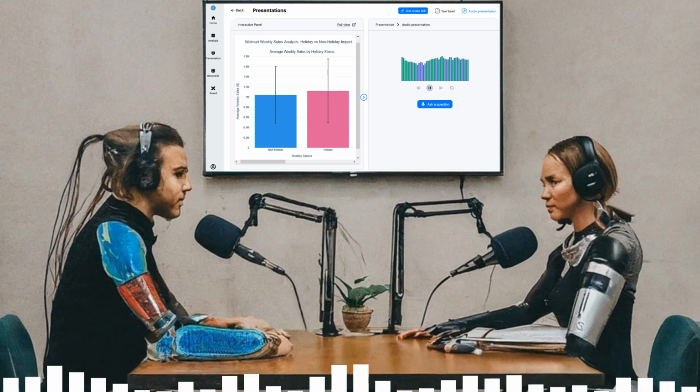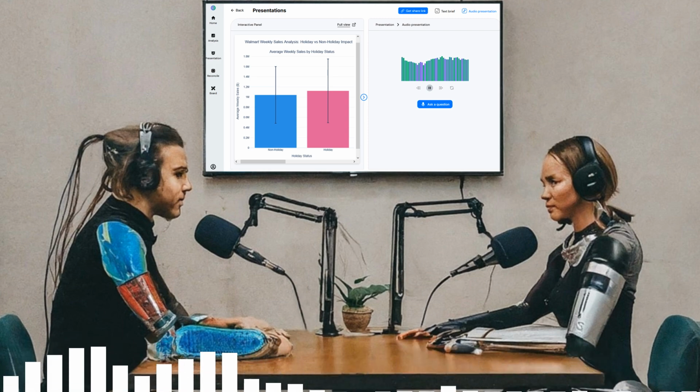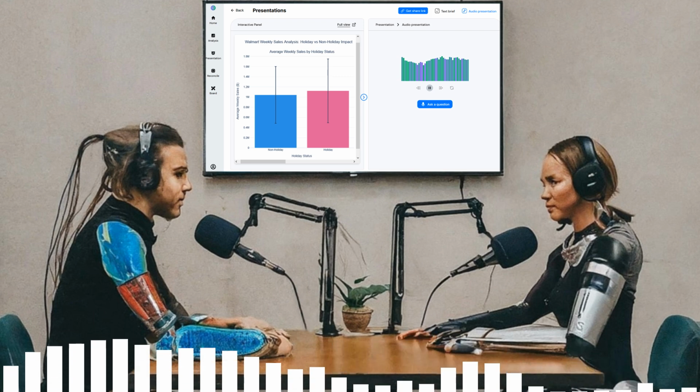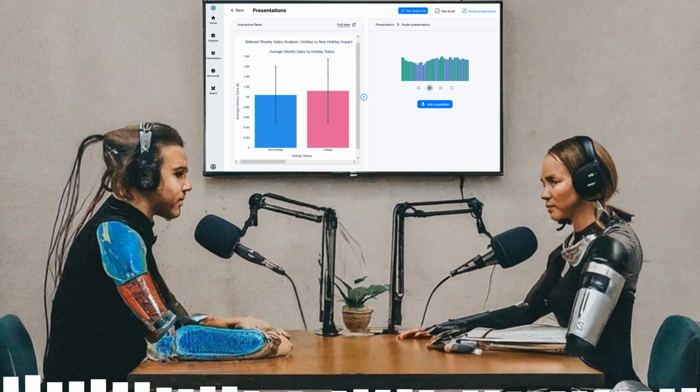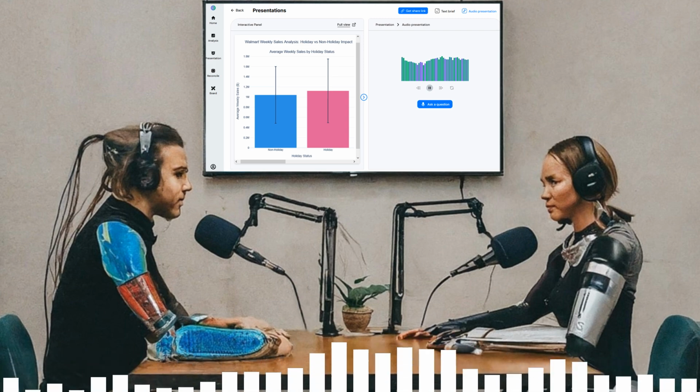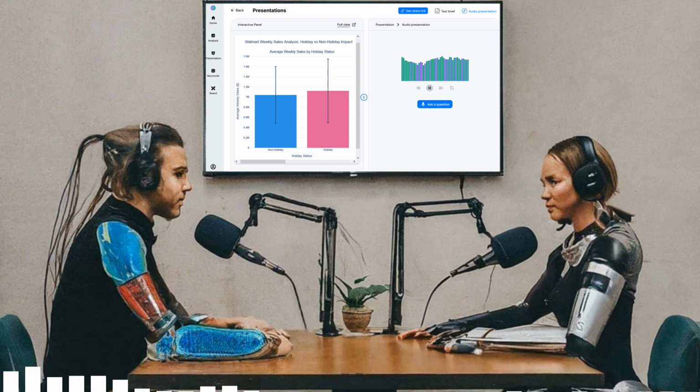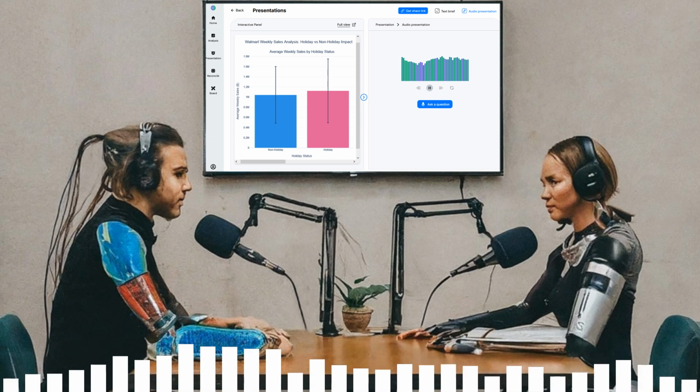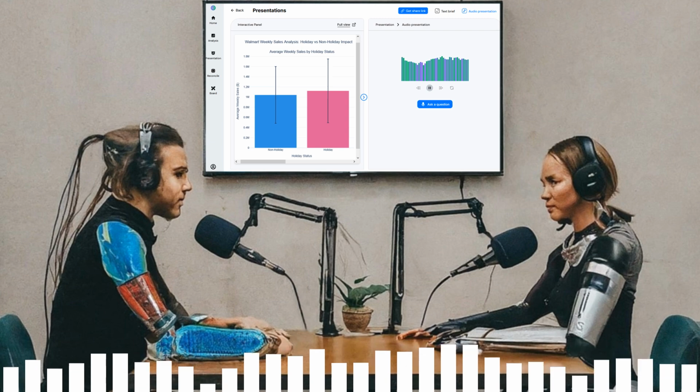That sounds pretty technical, though. It might sound that way, but the interface is actually really user-friendly. They've done a great job of making those complex processes accessible to anyone, regardless of their technical background. So you don't have to be a data scientist. Exactly.